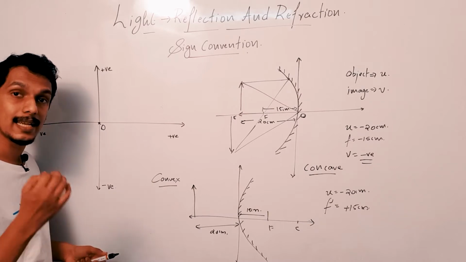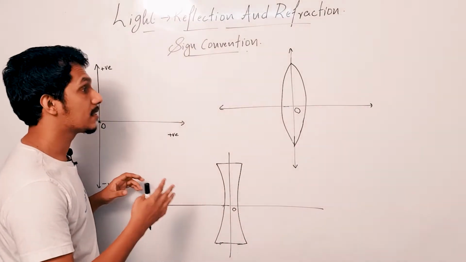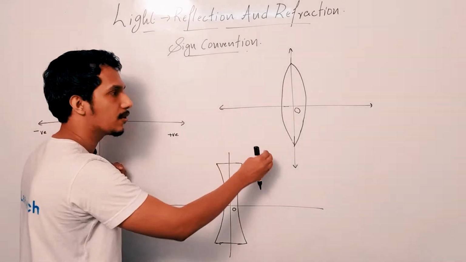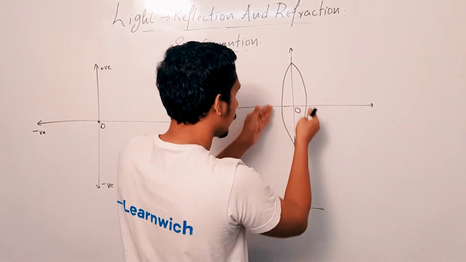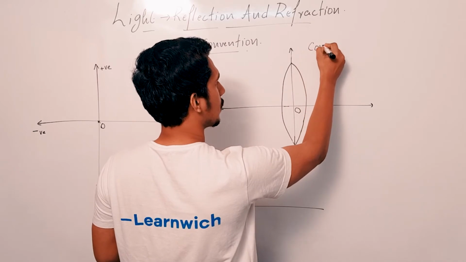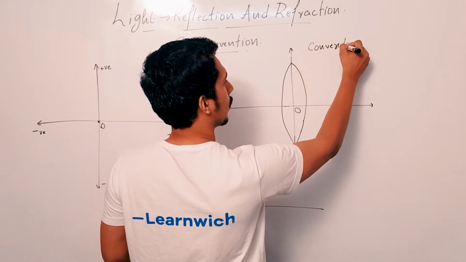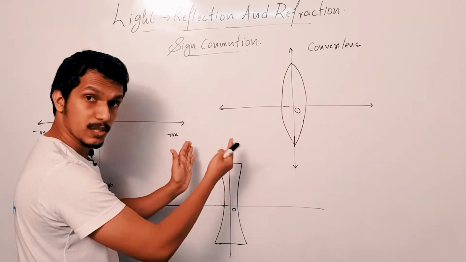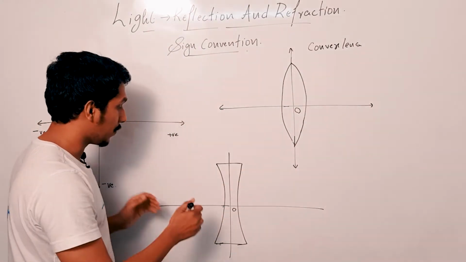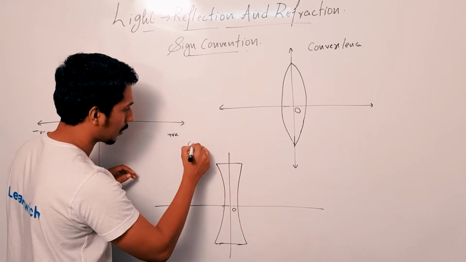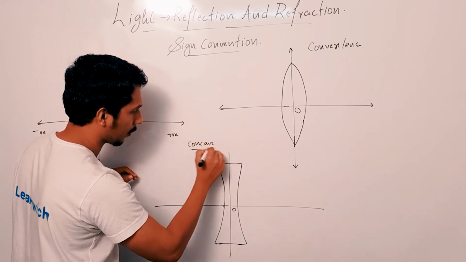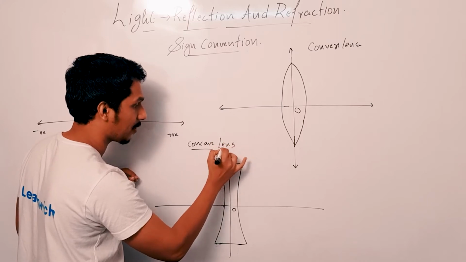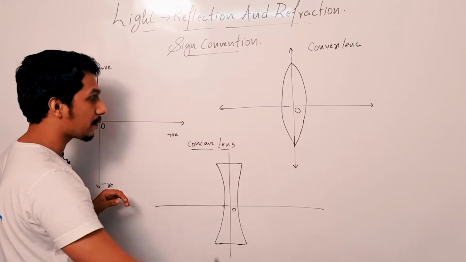Now let's look at lenses. Here is the sign convention for lenses. What kind of lens is this? You see everything is outwards here, so this is a convex lens, because it's outwards. Here it is inwards. Whenever it is inwards, like in a cave, this is a concave lens. Yeah, this is a concave lens and that's a convex lens.